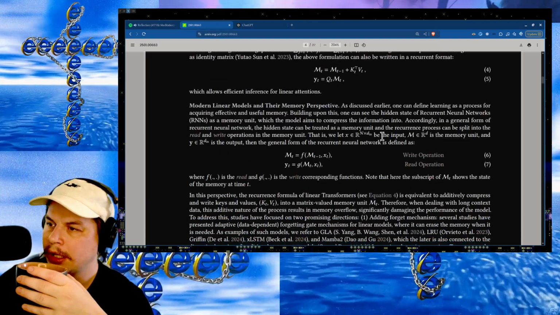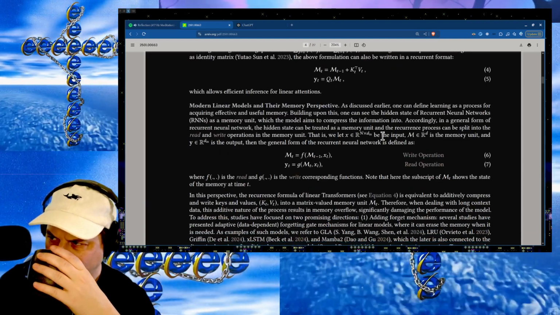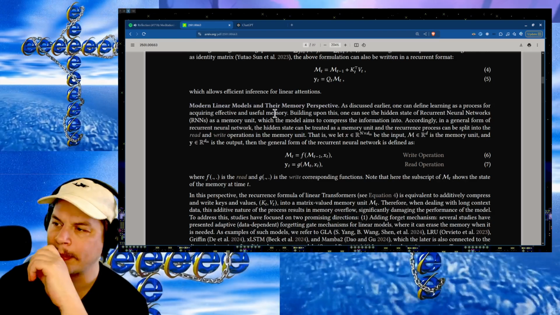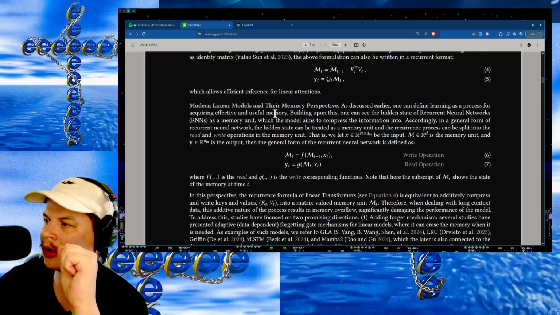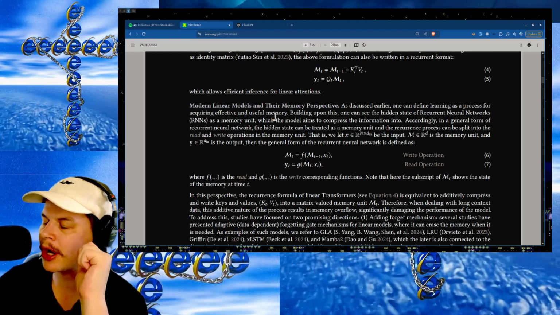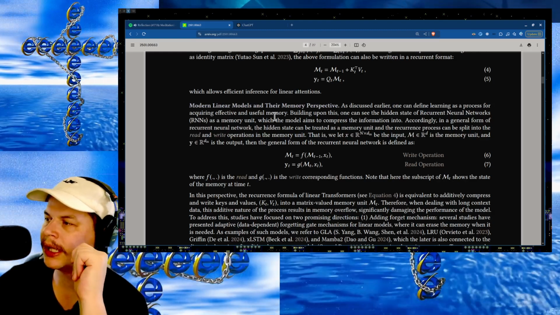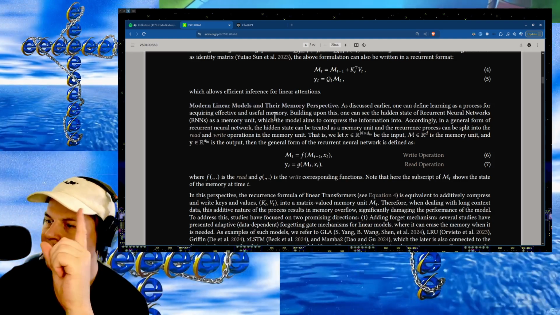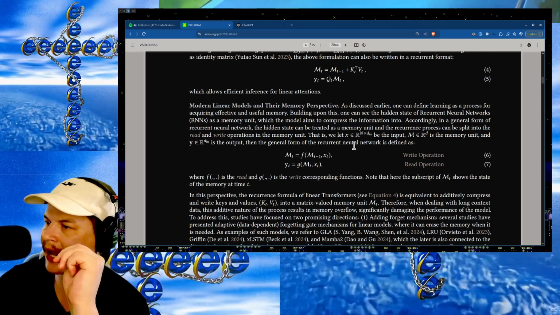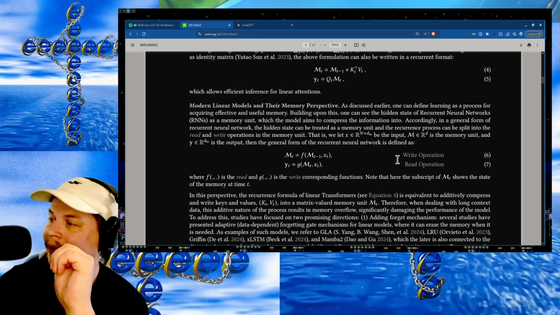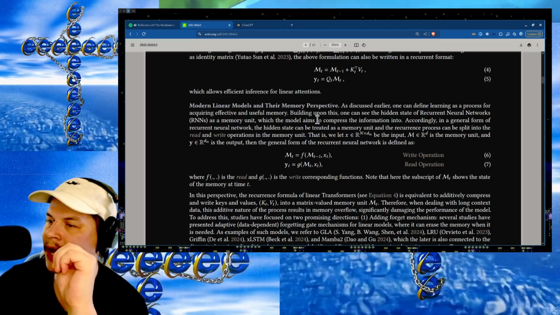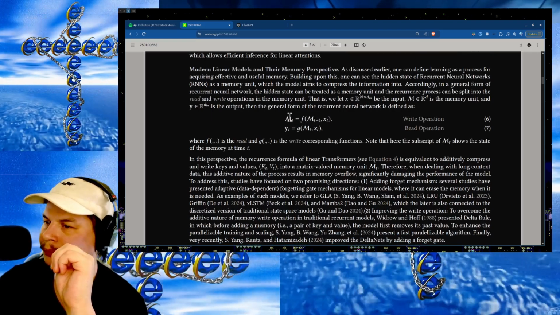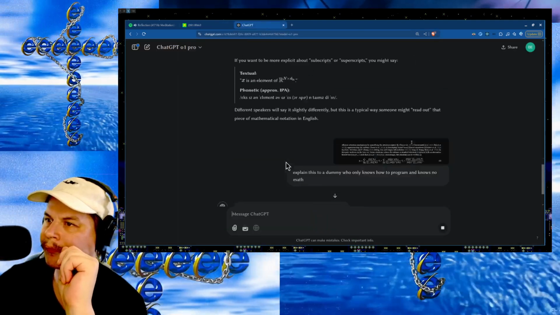Okay, modern linear models and their perspective memory. As discussed earlier, one can define learning as a process for acquiring efficient and useful memory. Building upon this, one can see the hidden state of recurrent neural networks, RNNs, as the memory unit, which the model aims to compress the information into. Accordingly, in a general form of a recurrent neural network, the hidden state can be treated as a memory unit, and the recurrence process can be split into read and write operations in the memory unit. That is, we say x ∈ R^(d_in) be the input, M ∈ R^(d) is the memory unit, and y ∈ R^(d_in) is the output. The general form of the recurrent neural network is defined as: here's a write operation, here's a read operation. Okay, lovely. What do you got for us?